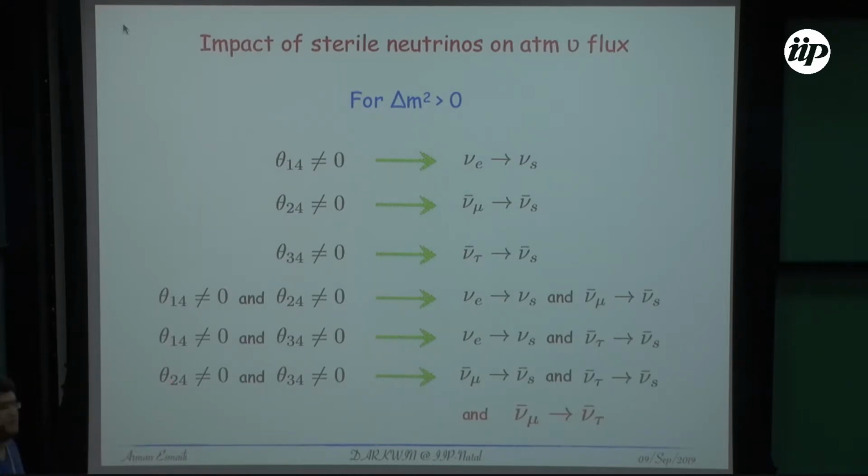With theta 2-4 and theta 3-4 both different from 0, you will have nu mu to nu S bar, nu tau bar to nu S bar. And very interestingly, there is another phenomenon here, which is nu mu bar to nu tau bar. So the existence of the sterile neutrino with both of these angles different from 0 gives you an effective mu to tau changing probability, which is easy to understand. Basically, nu mu goes to nu S, and then nu S goes to nu tau. Effectively, it will be this.